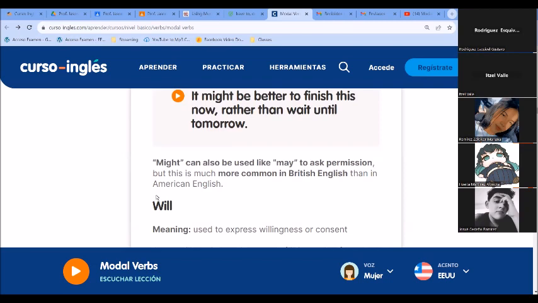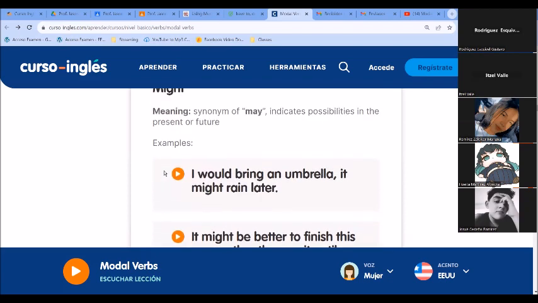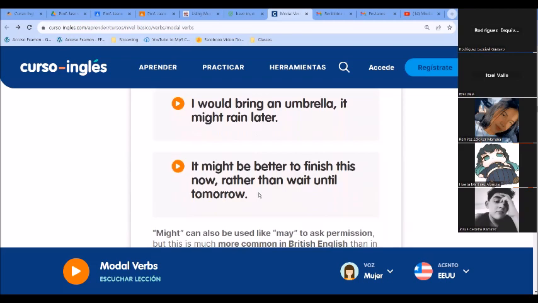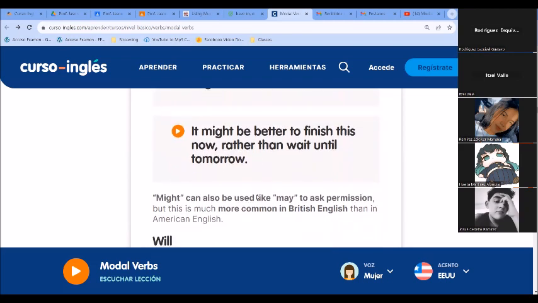Now, if you want to ask questions, you could go just like you did with may and say, might I? But it's not common, which is why you don't see a lot of examples here. Might I have your phone number? Very, very British, very irregular use. So not something that we'll practice together, but it's good to know.